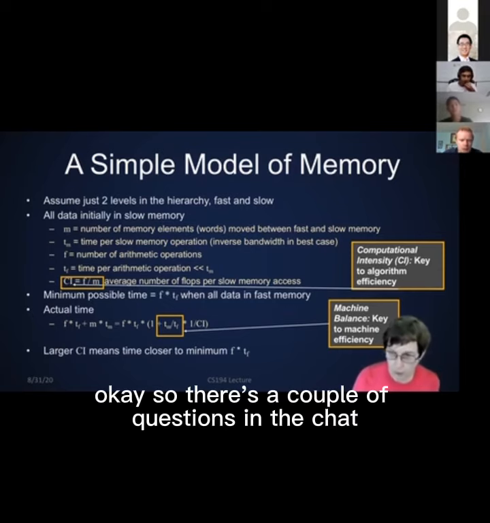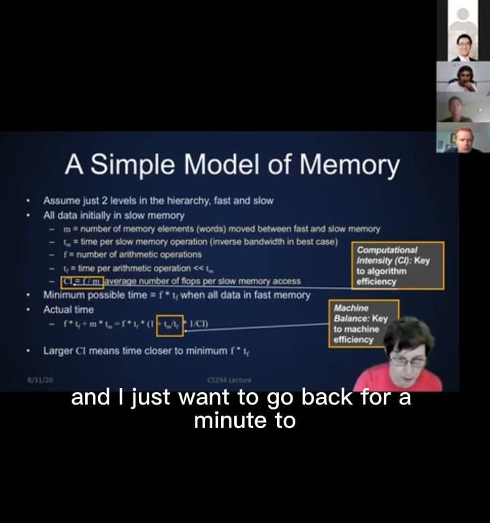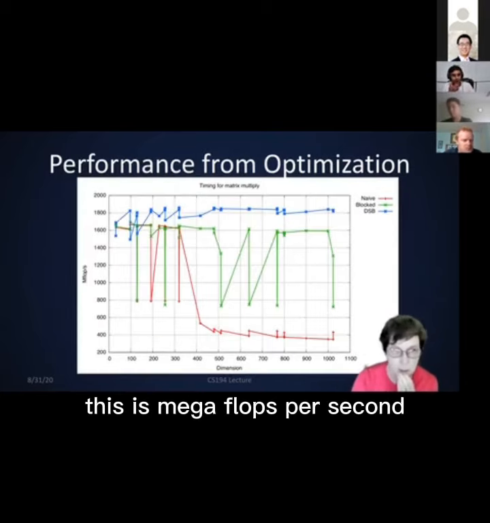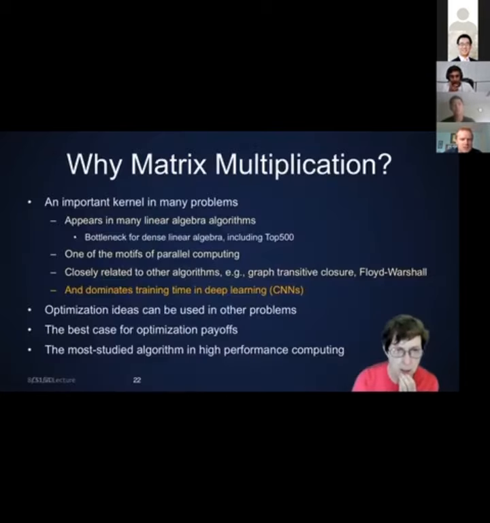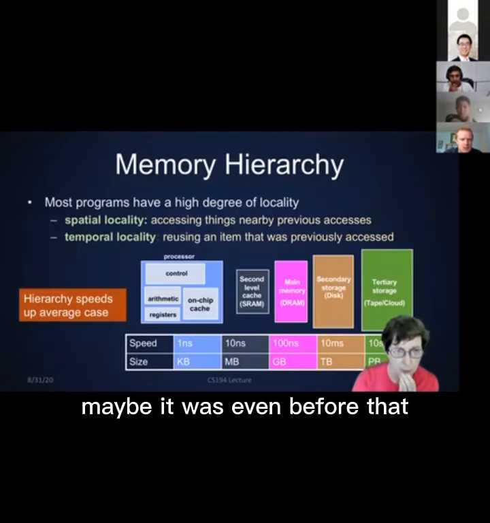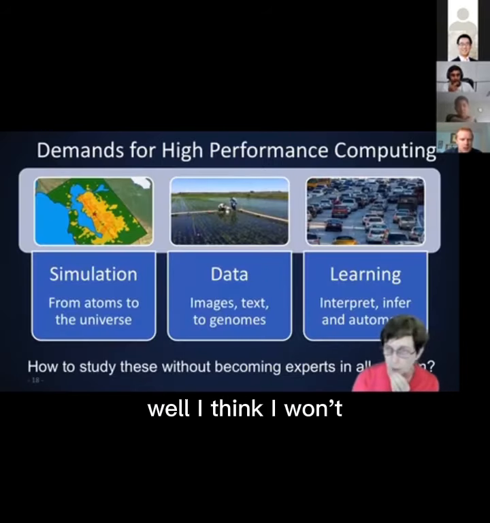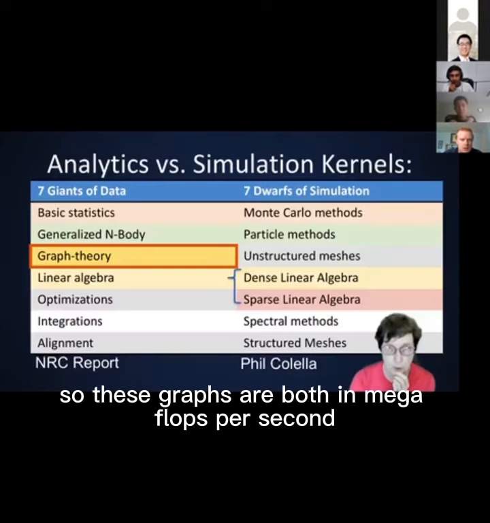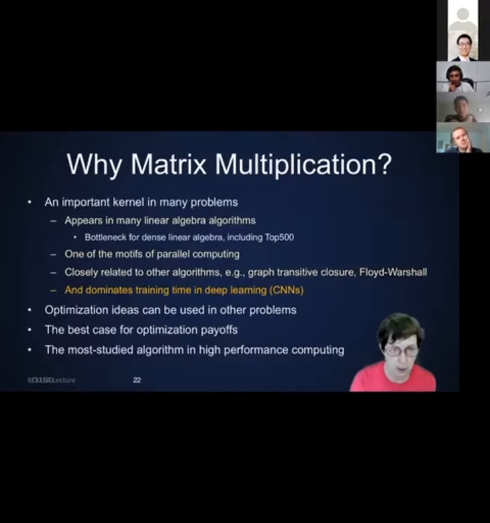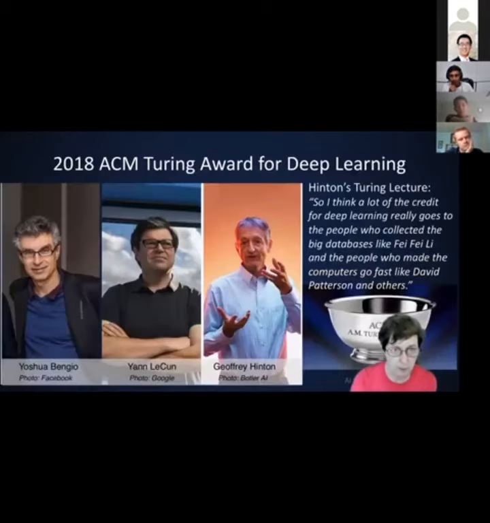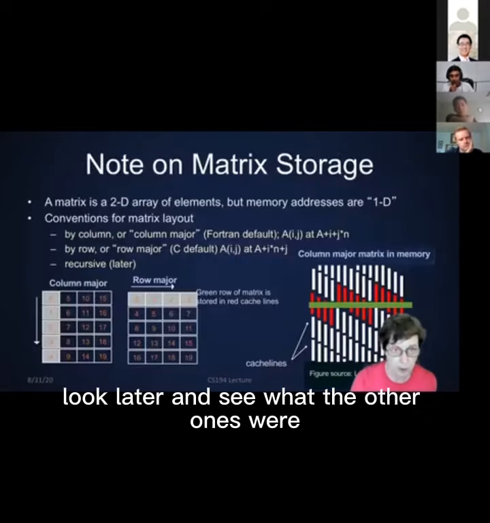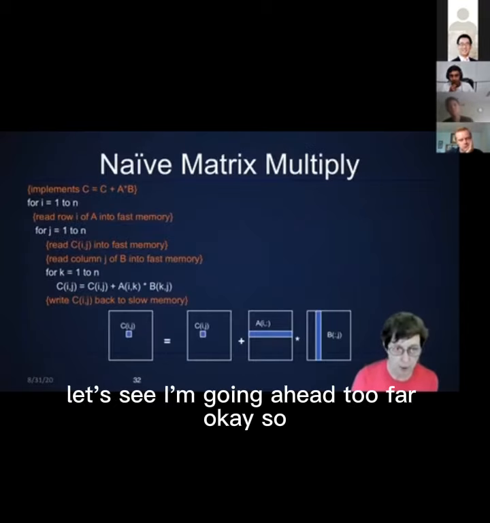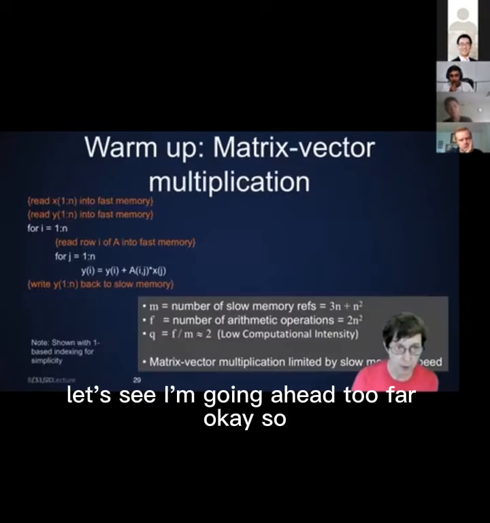Okay, so there's a couple of questions in the chat, and I just want to go back for a minute to, I think it's this graph. This is megaflops per second. Maybe it was even before that. All right, well, I think I won't. Let me see if there's a hand up. Okay, so these graphs are both in megaflops per second, and we'll have to look later and see what the other ones were. I thought it was a recent question. All right, whoops, let's see, I'm going ahead too far.